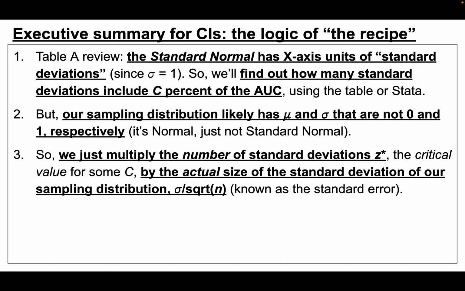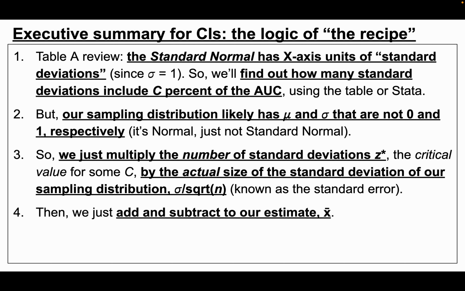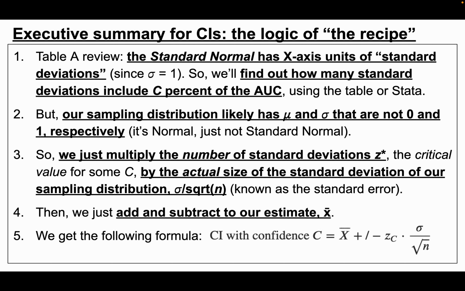So what we do is we multiply the number of standard deviations, z star or z sub c. They mean the same thing. I think z sub c is clearer, but z star is kind of the convention. It's a critical value in either case. So it's some number of standard deviations we care about, multiplied by the actual size of the standard deviation of our sampling distribution, which is sigma over the square root of n, and it's known as the standard error. Then we just add and subtract that to our estimate x bar, and we get the following formula.